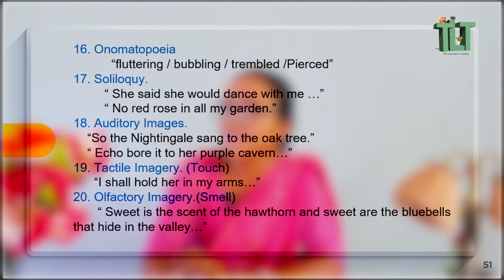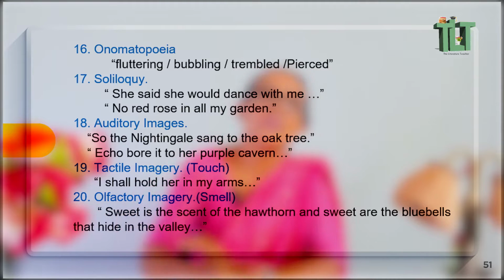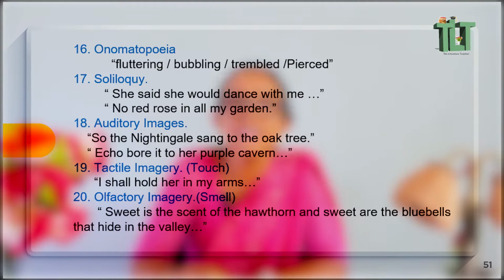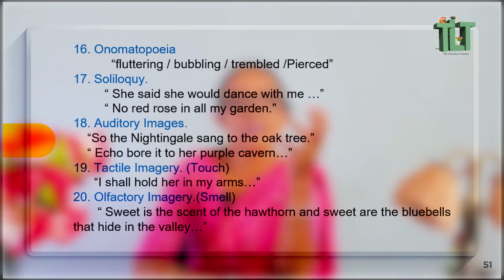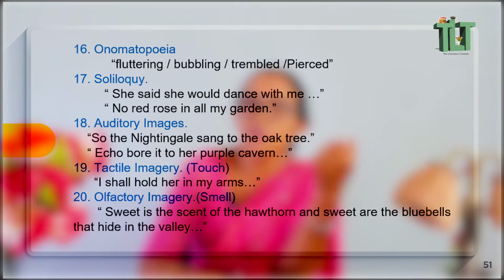I shall hold her in my arms. Olfactory imagery, smell. Sweet is the scent of the nightingale. Son, one says this when recalling the dearest things in one's life. Sweet is the scent of the hawthorn and sweet are the bluebells that hide in the valley. Okay. So, unlike any other poem or short story, here Oscar Wilde has used a number of poetic devices. Here also we have almost 20.